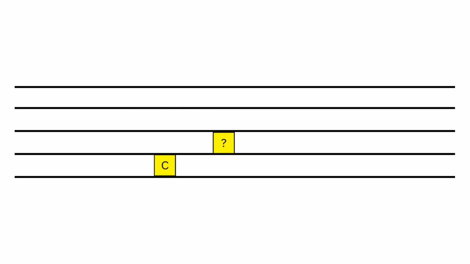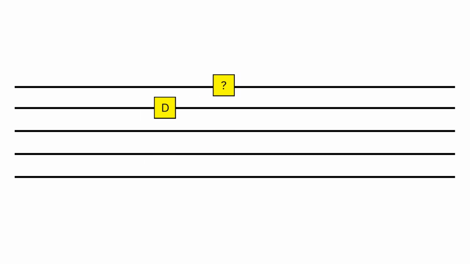Now, it gets a little trickier when we start skipping notes. I've put C in the bottom space, and I want to know what the note in the next space up is, but I've skipped a note in the middle. There's a note that would be on the line in between these two notes. So the line would be the next letter, which is D, and the space would be the next letter, which is E. So this note would be E.